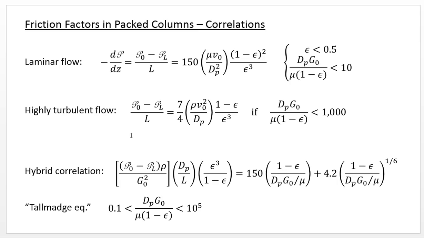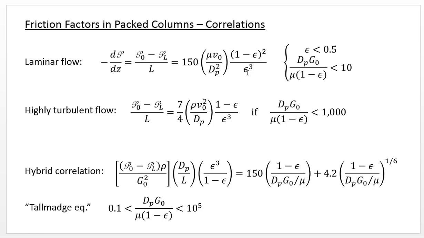So there are three main correlations one would use to relate the pressure drop to the flow rate or flux through a packed column. For laminar flow, we have this correlation here: minus the pressure gradient is equal to (P naught minus P L) over L. So this assumes the pressure gradient is constant throughout. We have steady flow, and it's 150 mu times the superficial velocity divided by the particle diameter squared, times (1 minus epsilon) squared over epsilon cubed.